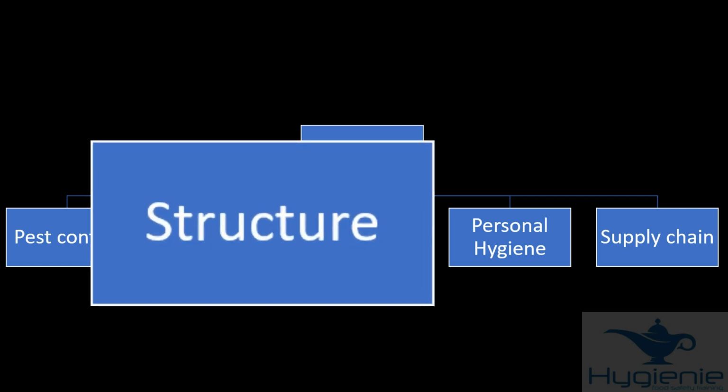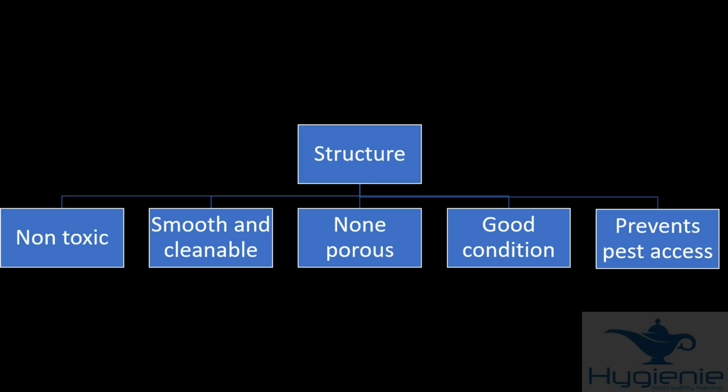Next, we'll take a look at structure. The basic requirements for structure is that all surfaces are non-toxic, smooth and cleanable, non-porous, in good condition, and prevent pest access.